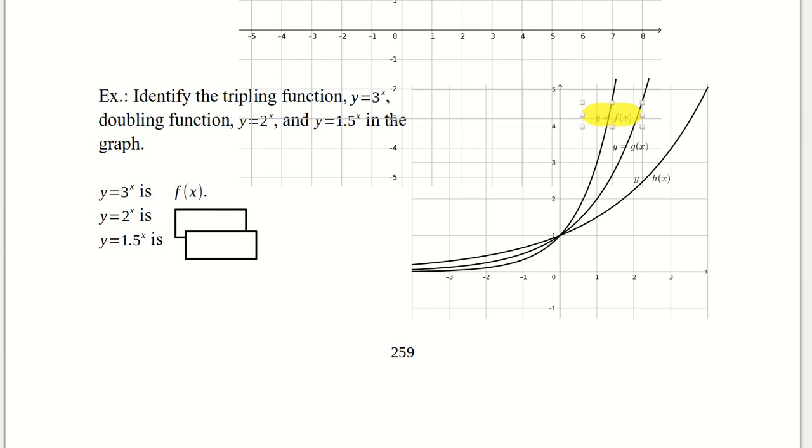The one in the middle must have the base that is not the largest and not the smallest, but the one in the middle. So if I'm looking for the base in the middle, I'd compare 3, 2, and 1.5, and I'd see that the curve in the middle is 2 to the x. Its name is g. The curve that grows the slowest as we go to the right is h of x. It must have the smallest base of the 3 exponentials shown here. That must be 1.5 to the x.